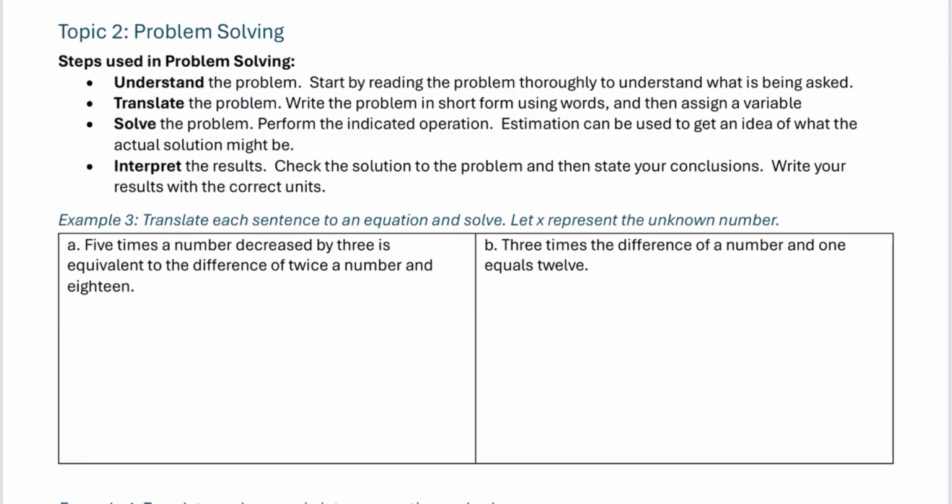Next, translate the problem. Write the problem in short form using words and then assign a variable. Next, solve the problem. Perform the indicated operation. Estimation can be used to get an idea of what the actual solution might be. And finally, interpret the results. Check the solution to the problem and then state your conclusions. Write your results with the correct units.